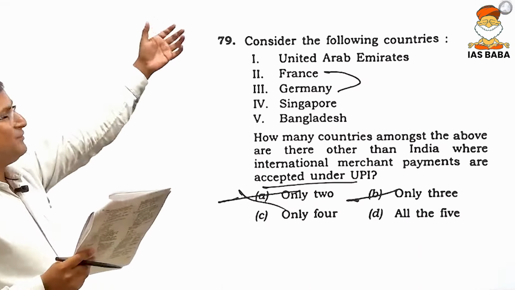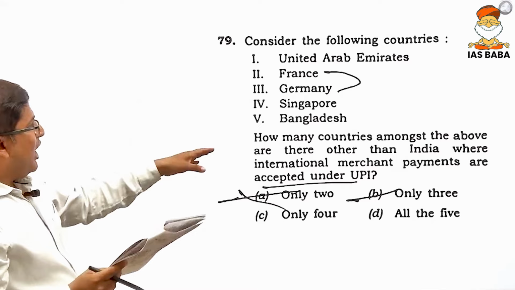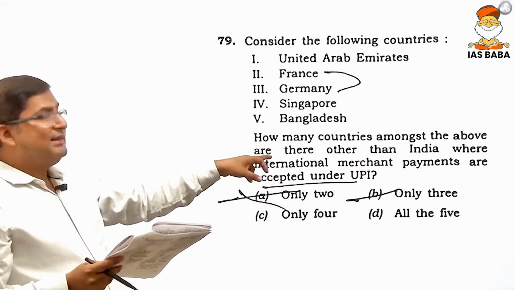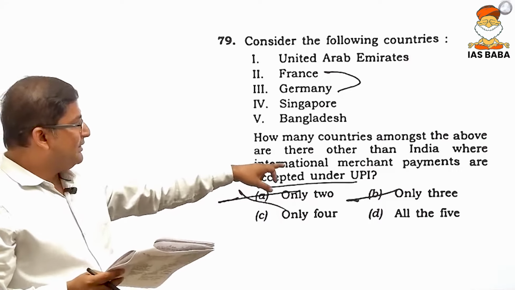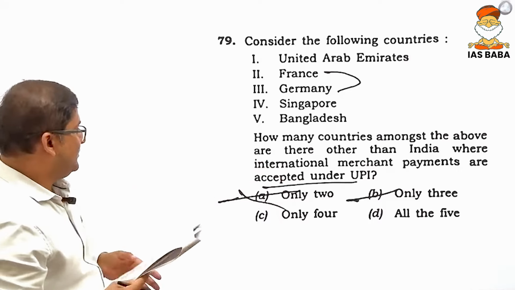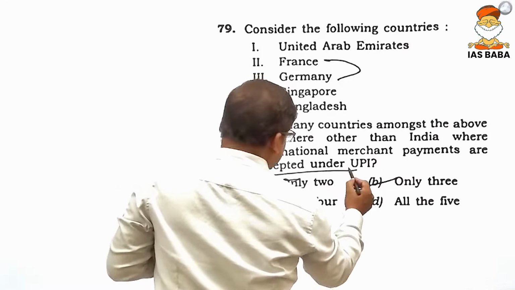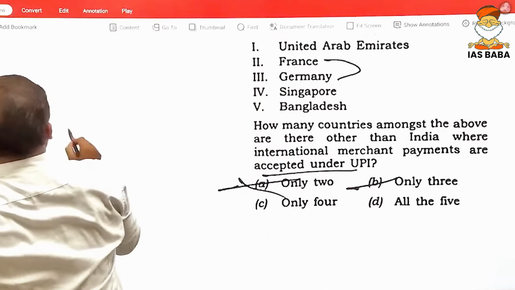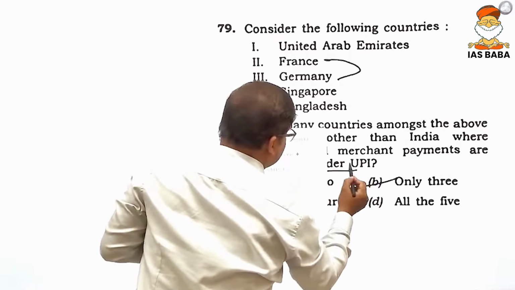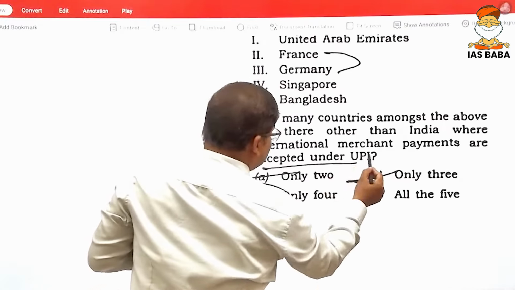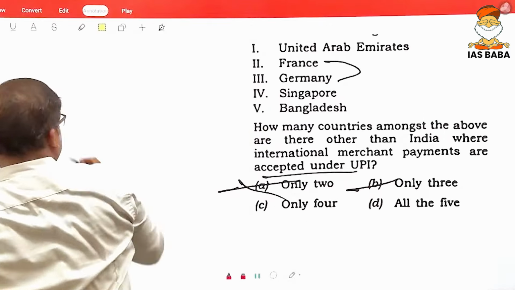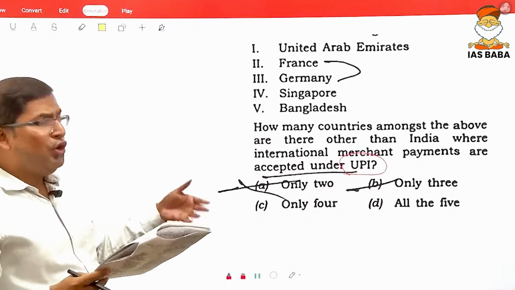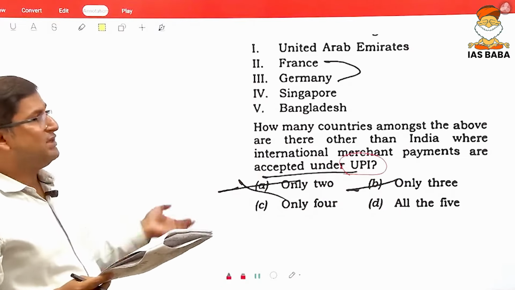See, this was in the news also. In how many countries among the above, other than India, are international merchant payments accepted under UPI? UPI means Unified Payments Interface, which you use to transfer money. For example, we are using UPI to transfer money. So in how many countries is UPI used to transfer money?